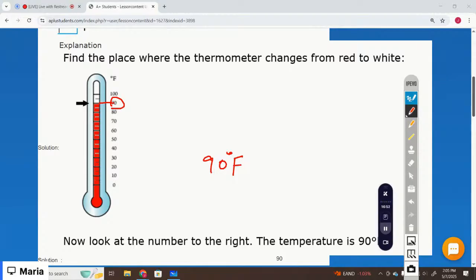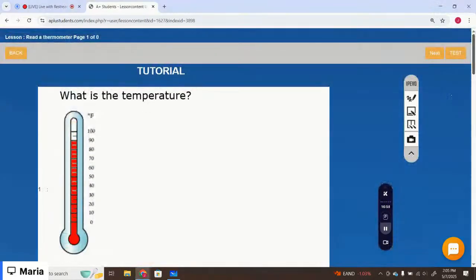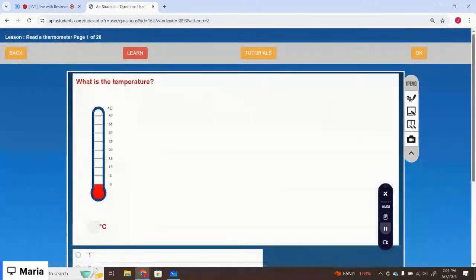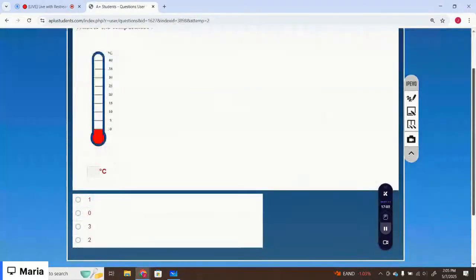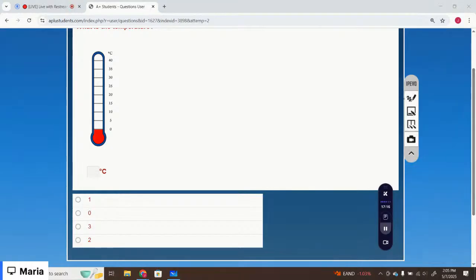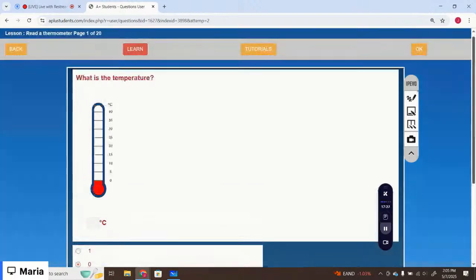So let's just start with the test questions. What is the temperature? Right? So find the line where the color is changing from red to white, match it to the number, and you can see the temperature. Just match it to the line. That is 0 degrees Celsius. Option number two is the correct option. That is 0 degrees Celsius. Okay, so the temperature on this thermometer is 0 degrees Celsius.